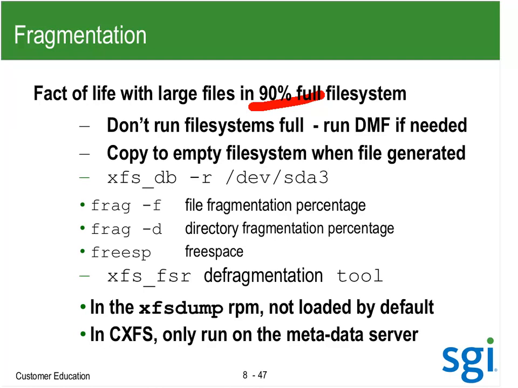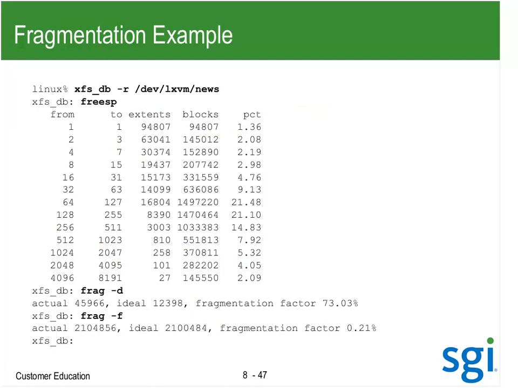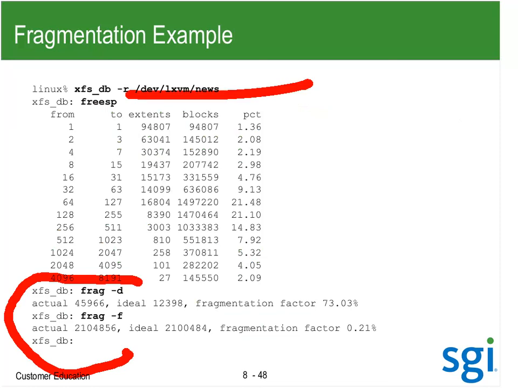So there is a frag command within XFSDB that can give me fragmentation statistics and also describe my free space. So here I just did a frag -d. Now I'm on a Barspool News file system, and notice my directories. In this case, I had almost 46,000 directories. Only 12,000 of them were contiguous. 73% of my directories were fragmented.